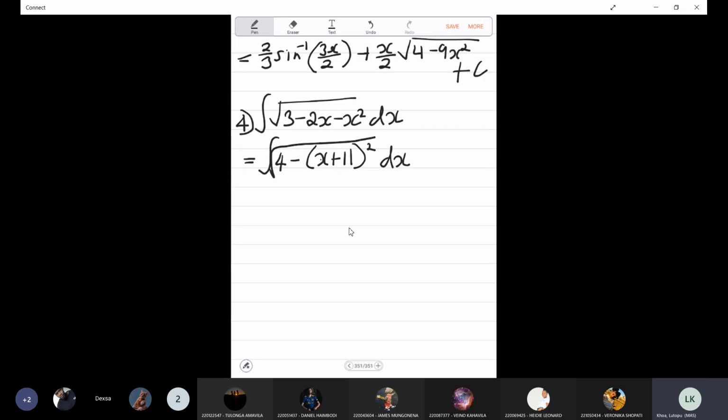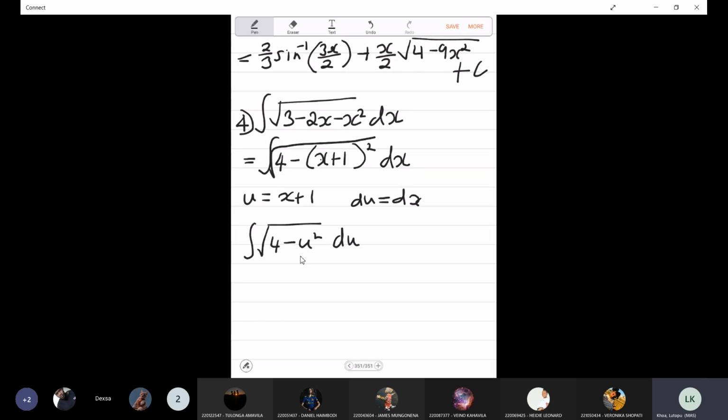Okay, this is 4 minus x plus 1, the whole thing squared. Okay, so now it's in that form, kind of. So we can also make another substitution. We can say let u equal to this. So if u is equal to x plus 1, this means that du is equal to dx. So just for us to see it in that form, this is the square root of 4 minus u squared du. And we know how to deal with this one.